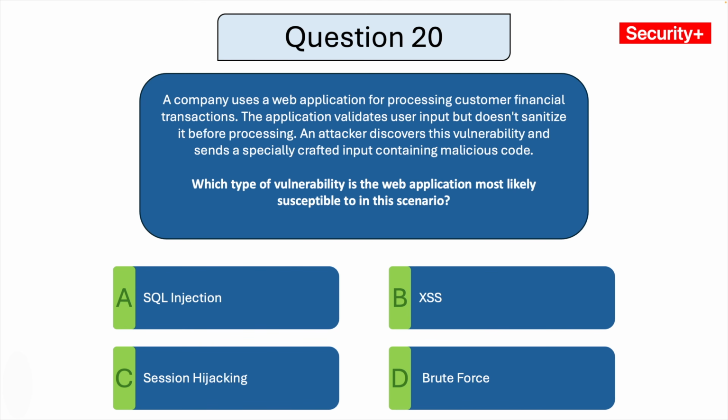Question 20. A company uses a web application for processing customer financial transactions. The application validates user input but does not sanitize it before processing. An attacker discovers this vulnerability and sends a specially crafted input containing malicious code. Which type of vulnerability is the web application most likely susceptible to in this scenario? A, SQL injection, B, XSS, which is cross-site scripting, C, session hijacking, or D, brute force.